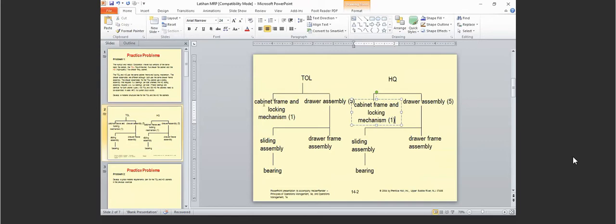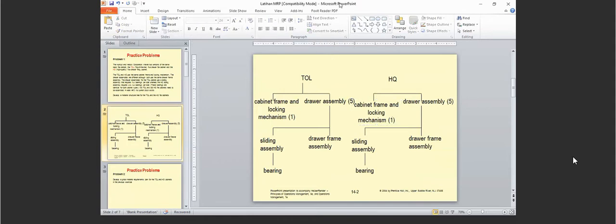Under the drawer assembly. Oh, forgot to record it. Oh, still in progress, right?